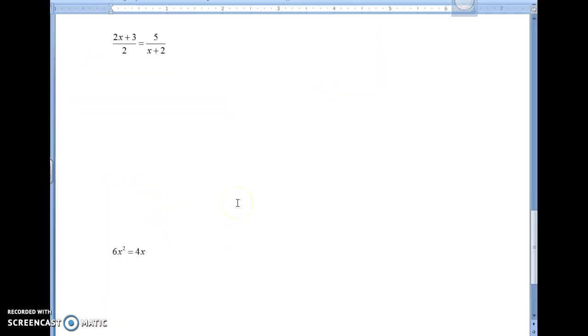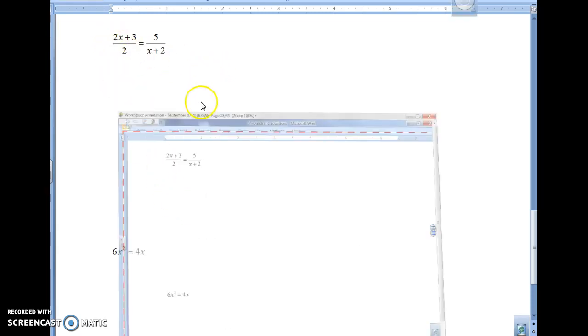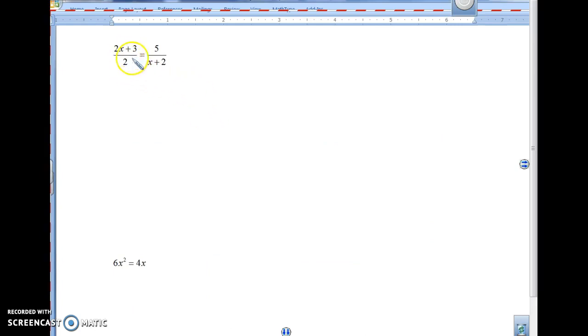All right, so we have another two fractions set equal to each other. Probably what are we going to do? Cross multiply. Make sure you multiply everything and write it down so you can see it. This is going to be 2x plus 3 multiplied by x plus 2. I'm going to have to FOIL that or box it, however I want to do it. And then I have to multiply 2 times 5 here to end up with 10. So this is going to be 10.